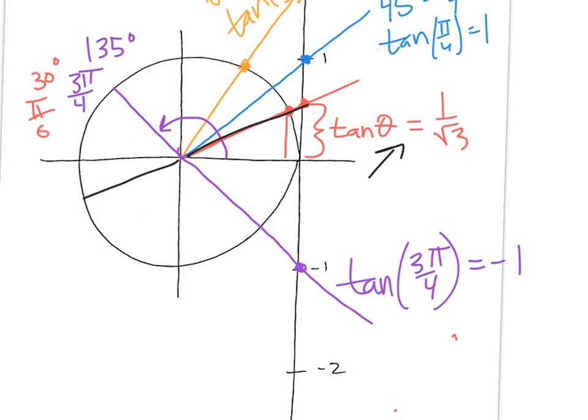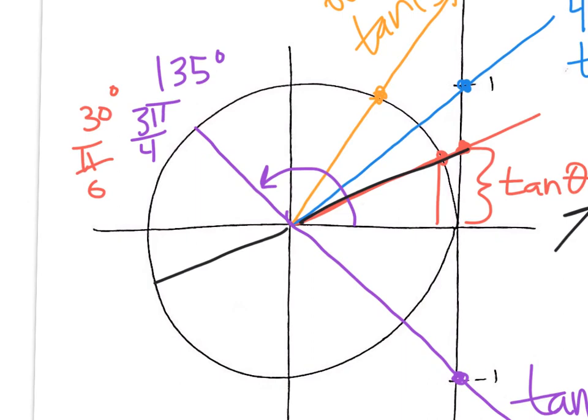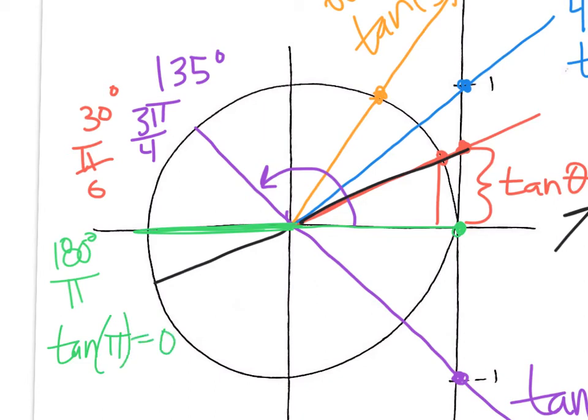And, oh yeah, two last things. Let's look at this one in green. What's the measure of this angle? Yes, you're right. That is 180 degrees, or pi radians. Obviously if we go this way, we're not going to intersect the line, but if we extend the line backwards, we end up hitting the line right here, which is at 0. So verify for yourself that the tangent of pi radians, or 180 degrees, is 0.